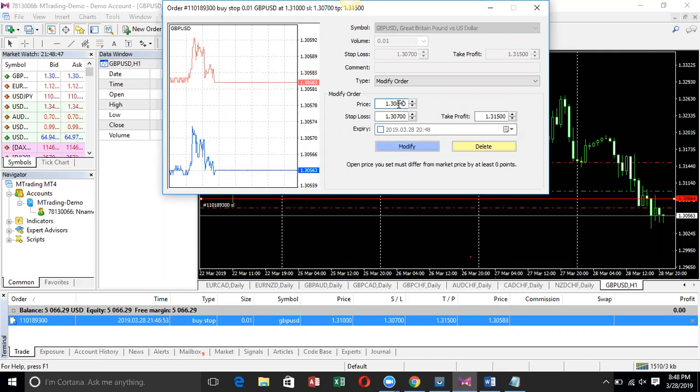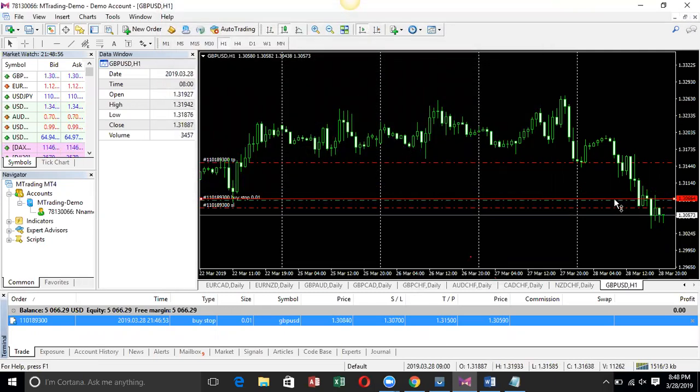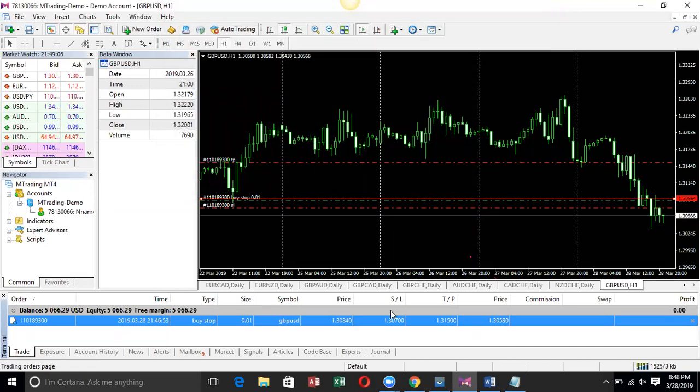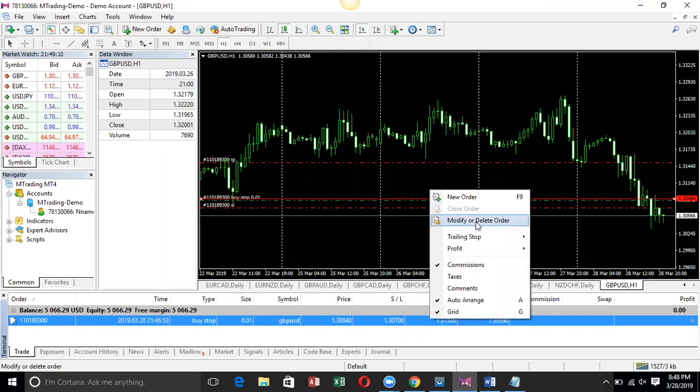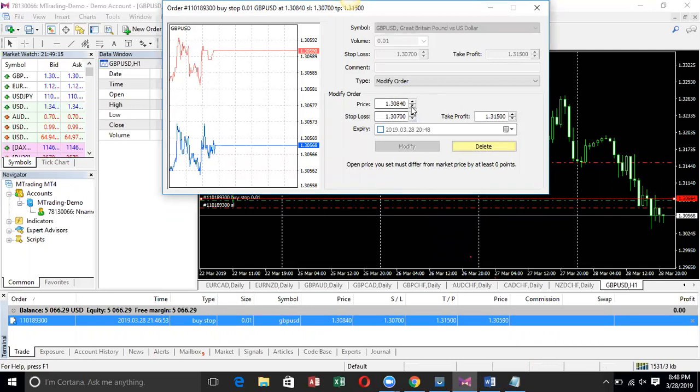After that, click on what? On modify. Can you see where it is now? Are you following? Or you can still return it back. I'm just showing us how we can modify. Remember where I went to? I right click from your mouse, click on modify or delete order. Then this window will open. You modify what you want to modify.